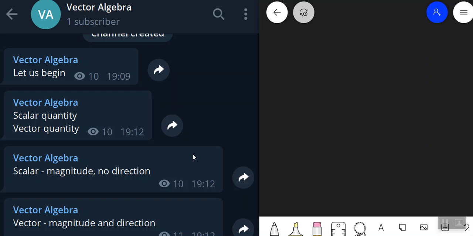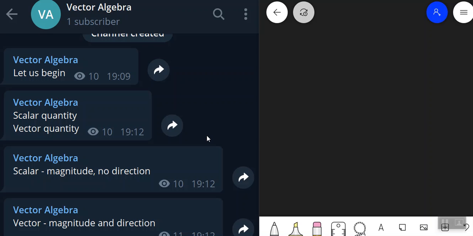For instance, distance is a scalar quantity because when I say distance, it has no direction. But displacement is a vector quantity because we need to indicate from where to where the displacement is. So the direction is involved. So vector, as I already mentioned, has both magnitude and direction.